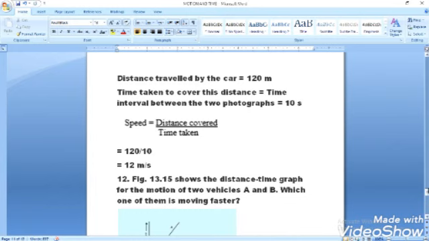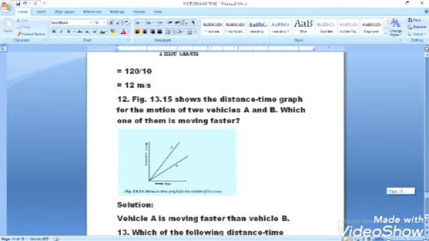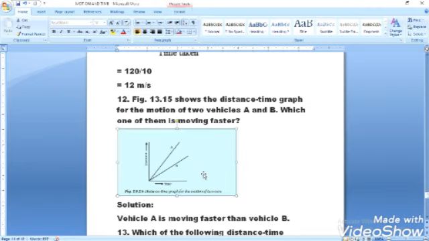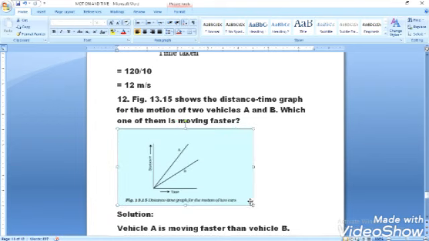Here is shown the distance time graph for the motion of two vehicles A and B. Which one of them is moving faster? Okay, A and B. We can say that vehicle A is moving faster than vehicle B. From this graph we can say that A is moving faster than B.